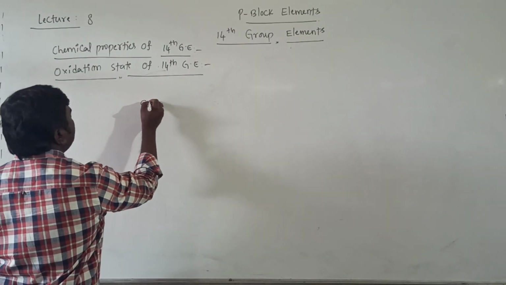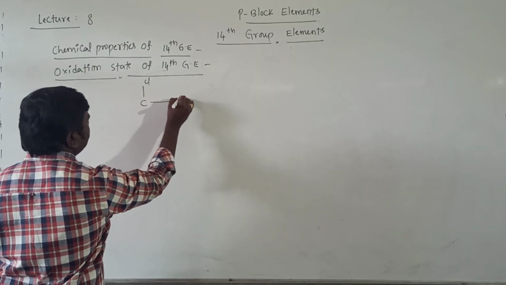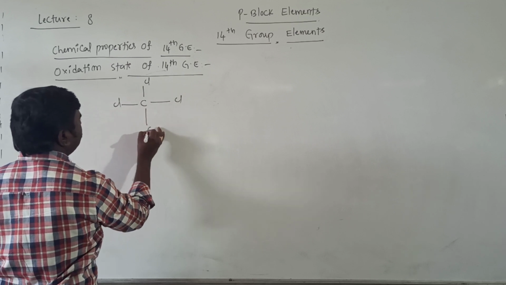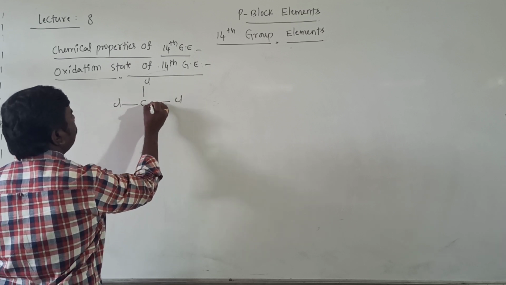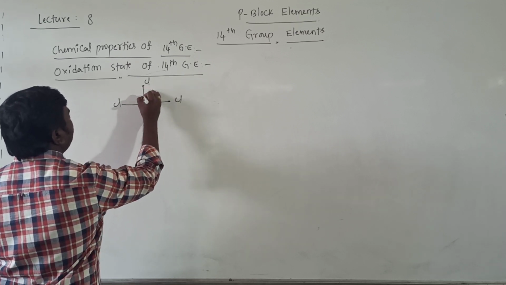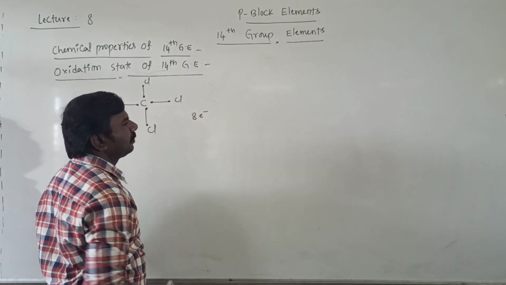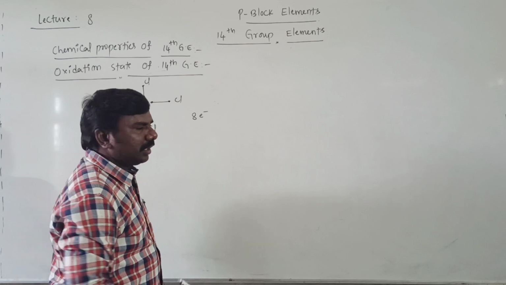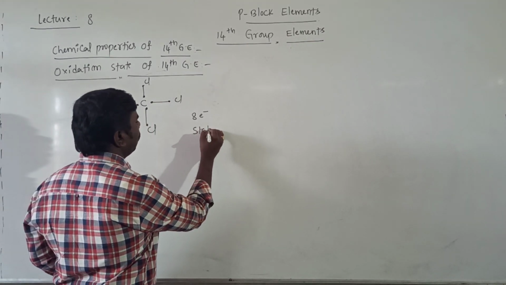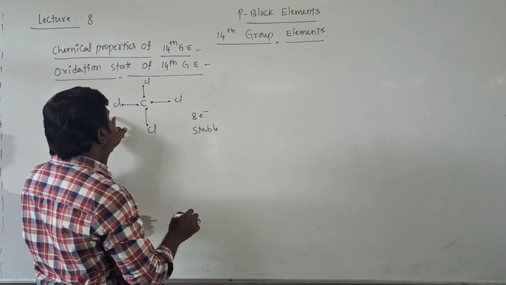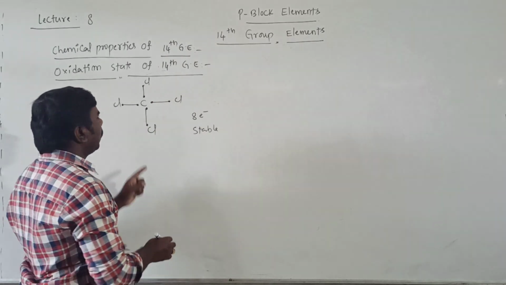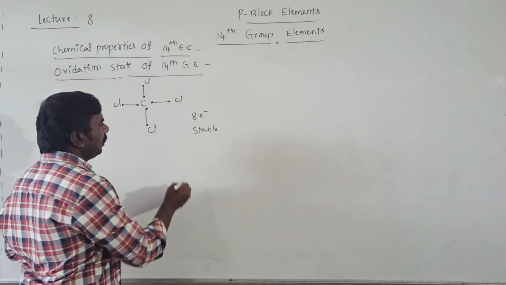For example, CCl4. Around carbon there are totally 8 electrons. 8 means complete octet, stable. Totally 4 into minus 1 minus 4 must be equal to 0, which means plus 4.